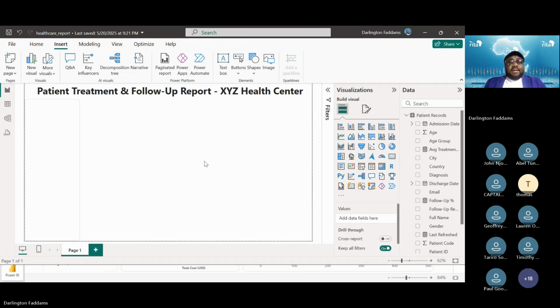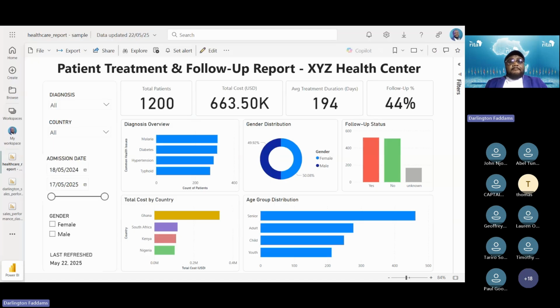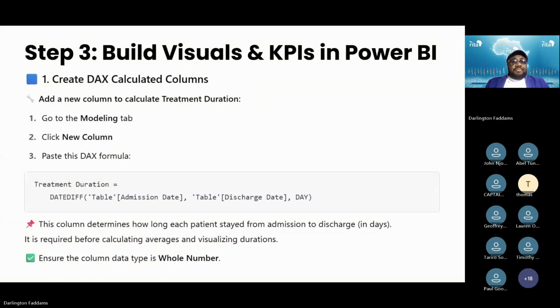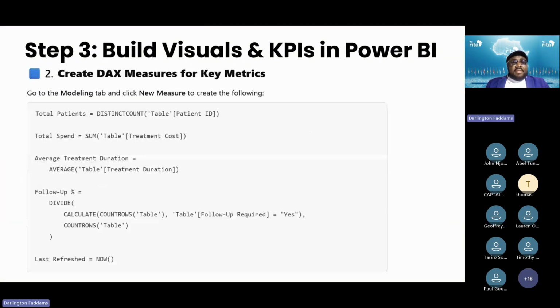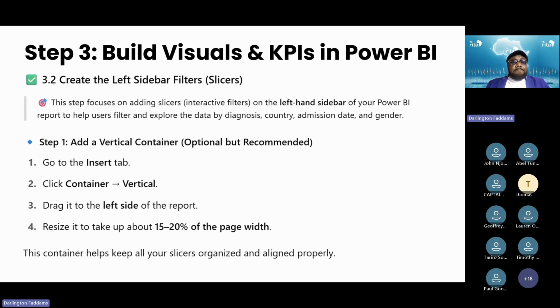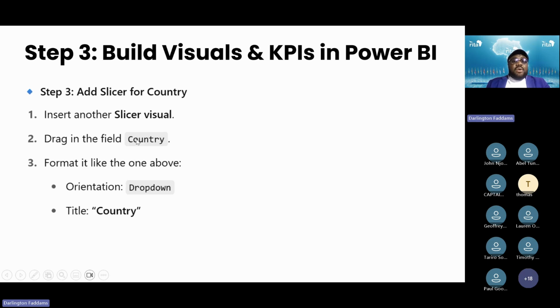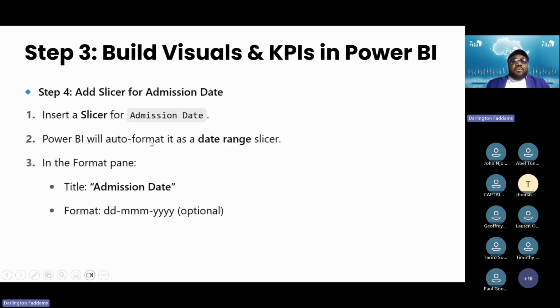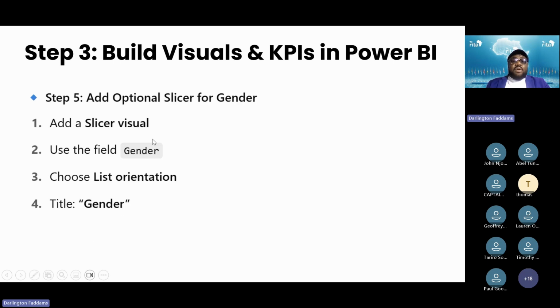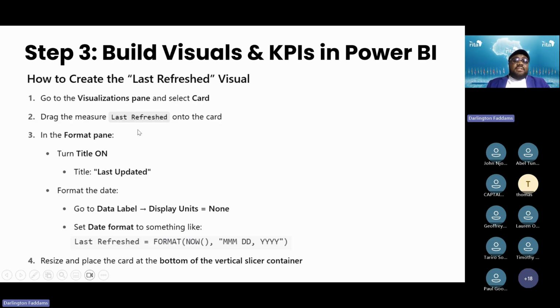That's beautiful. Okay. So next, after the sidebar, we are going to add our slices. So for slices, we are going to add what is called diagnosis, and we will add country, and we will add admission date, and we'll add gender, and we'll add last refreshed.